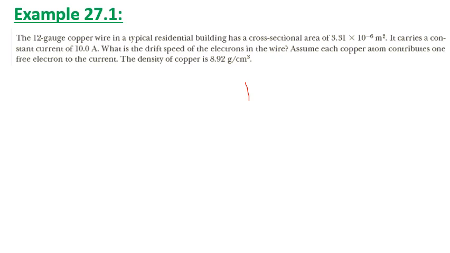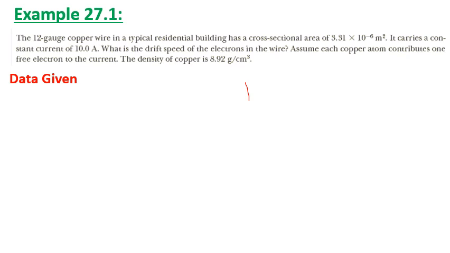Okay, now we'll discuss examples related to current and resistors. Example 27.1 says that a 12 gauge copper wire in a typical residential building has a cross-sectional area of 3.31 into 10 to the power minus 6 meter square. It carries a constant current of 10 ampere. What is the drift speed of the electron in the wire?